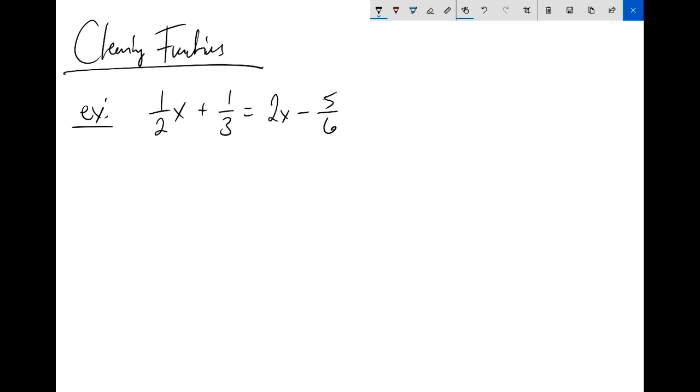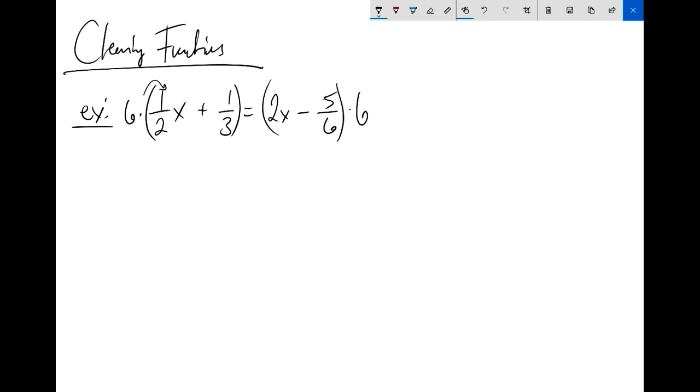So what is the least common denominator? You look at all the fractions. What's the least common denominator of all of them? For all those fractions? 6, right? So then what we do is we say, okay, I'm going to multiply everything on this side by 6, and everything on this side by 6. Then it gets a little trickier. You just have to remember how to multiply whole numbers times fractions.